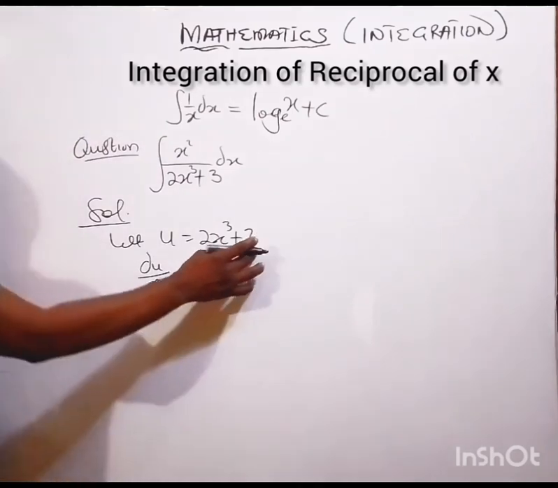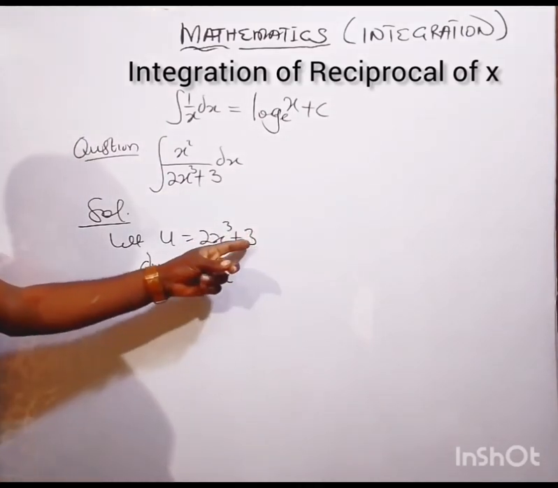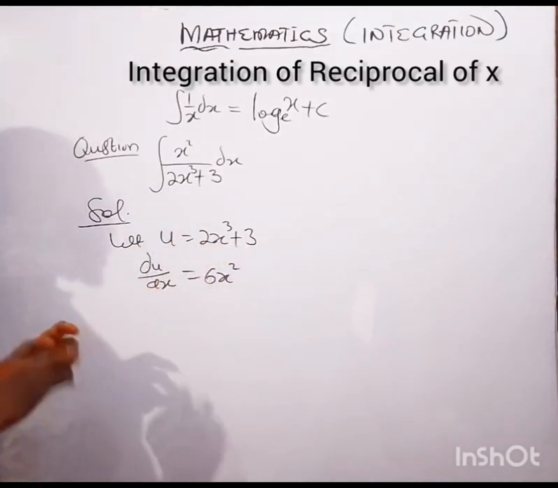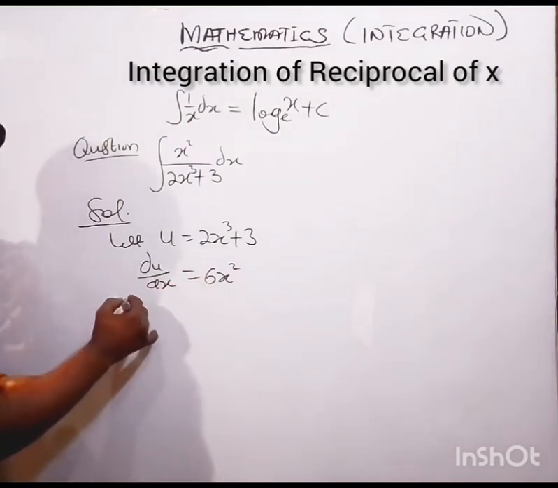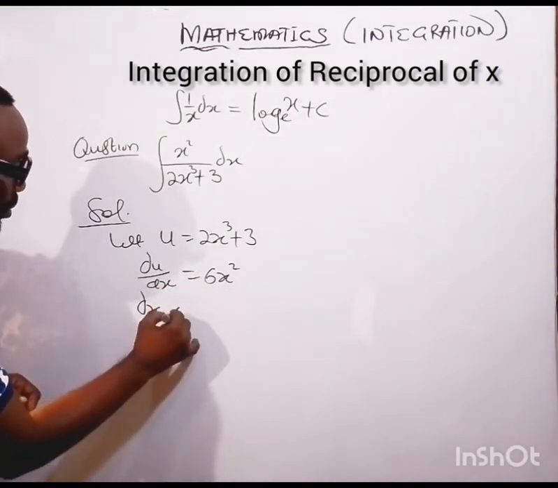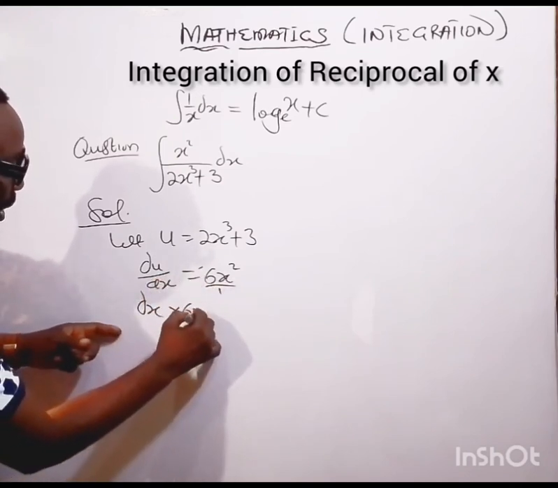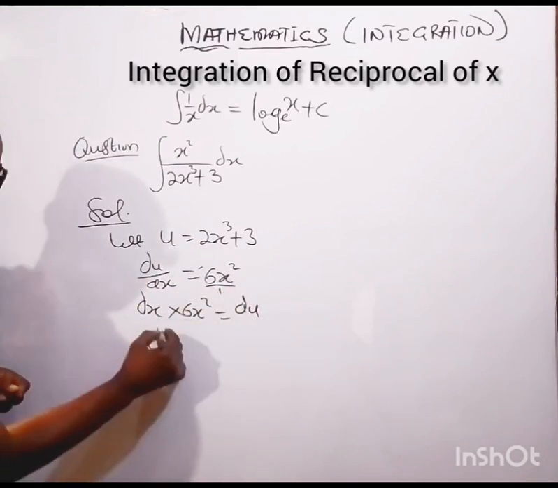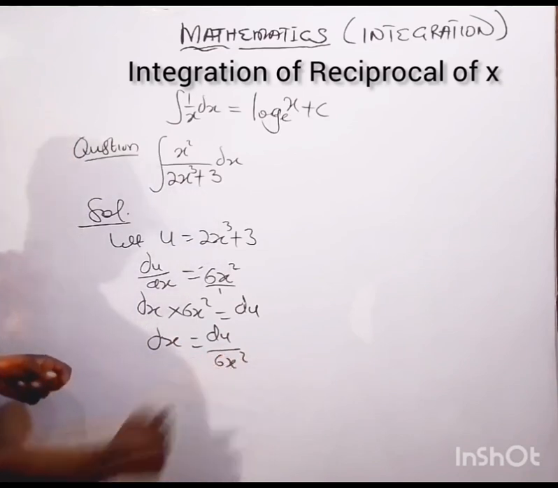Don't forget that differentiation of this constant 3 is 0. Differentiation of a constant is 0. So let's leave it that way. Then in this case now, we are going to make dx the subject of the formula. We're going to have dx multiplied by, this is over 1, by cross multiplication, 6x squared is equal to du times 1. Where we have dx is equal to du over 6x squared.